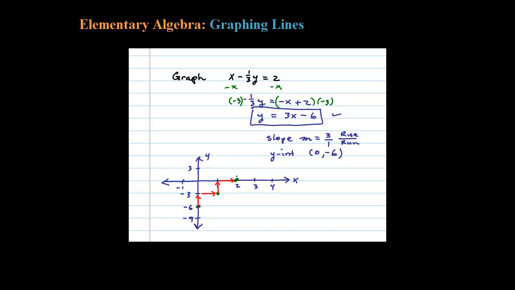(2, 0). 2 points determine a line, so that was overkill. But if you can get that x-intercept for free, you should always do it. Then connect the dots. So this here is a rough sketch of the graph of x minus 1/3 y equals 2.